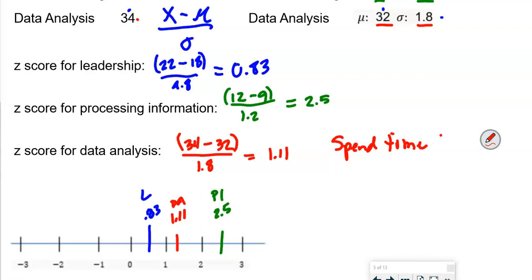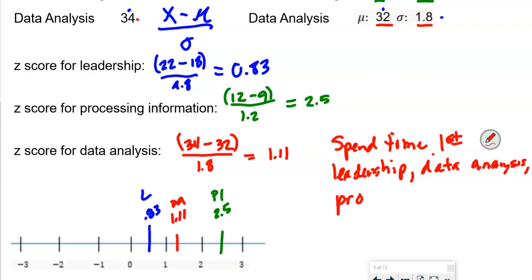on what? What was her weakest? Leadership. And then do the next, which would have been data analysis. And then if she still has time, she should work on processing information because that was her strongest, okay? Processing information was her strongest.